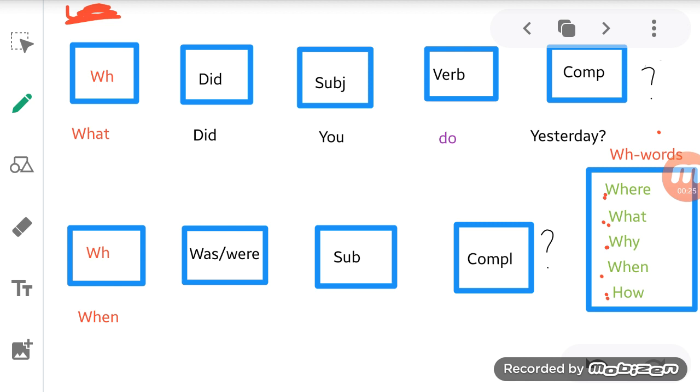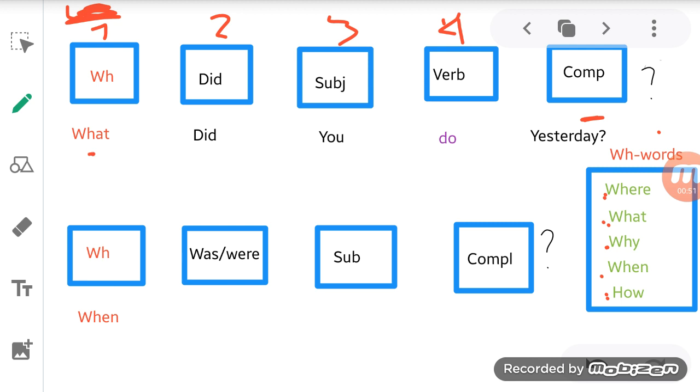Now, when we are going to have a WH question, we need the extra element, which is the WH. Remember, the WH is always number one. It's always the first element. Element number one, it's the WH. Element number two, the auxiliary did. Element number three, subject. Four, the verb, and five, the complement.